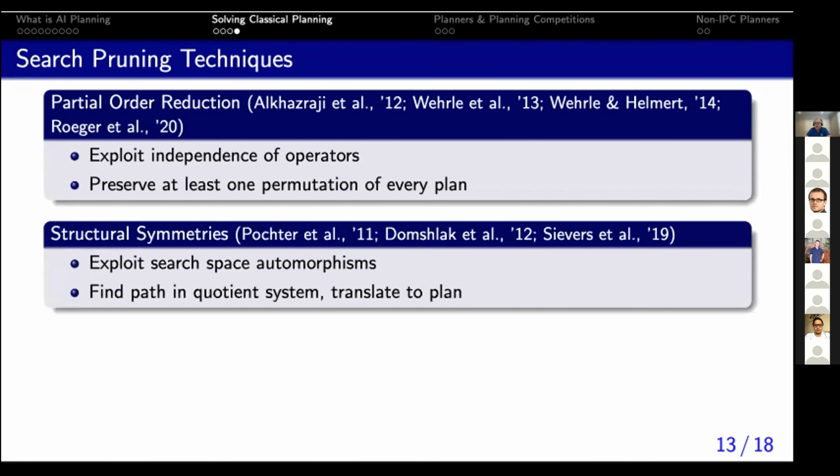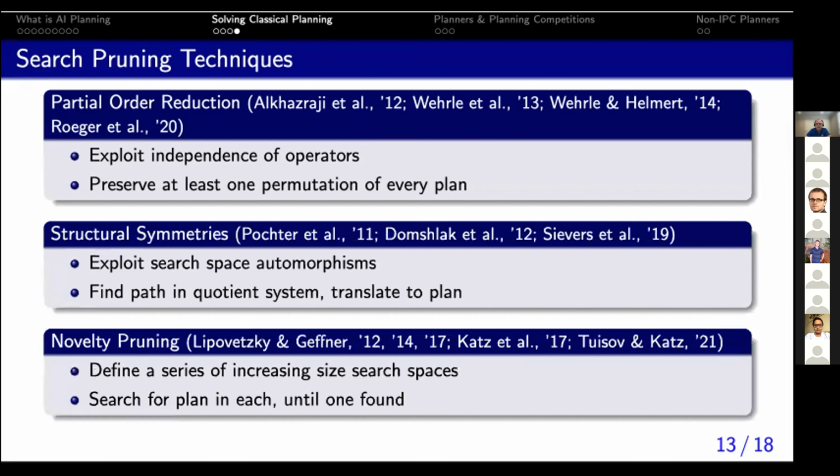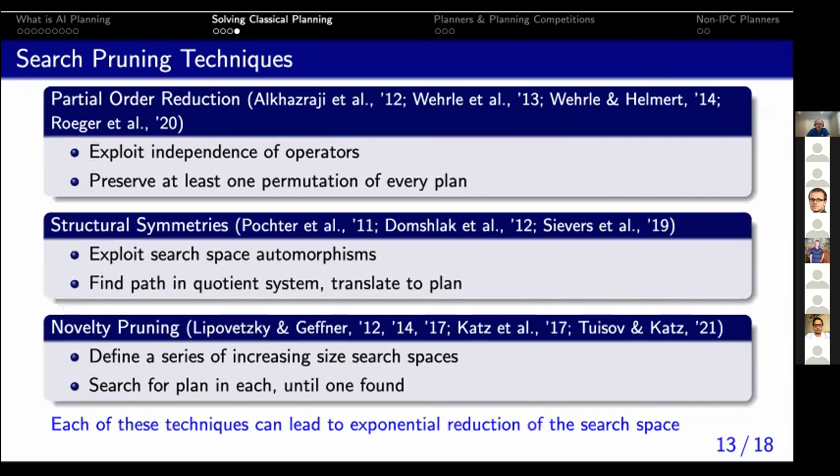Structural symmetries try to capture the structural similarity within the planning task, such as similar objects, map symmetry, etc. Novelty tries to reduce the accidental complexity of the planning task, defining a series of simplified searches. Each of these techniques can lead to exponential reduction of the search space. While partial order reduction and structural symmetries are mostly used for cost-optimal planning, novelty pruning was successfully used in satisficing planning and agile planning.